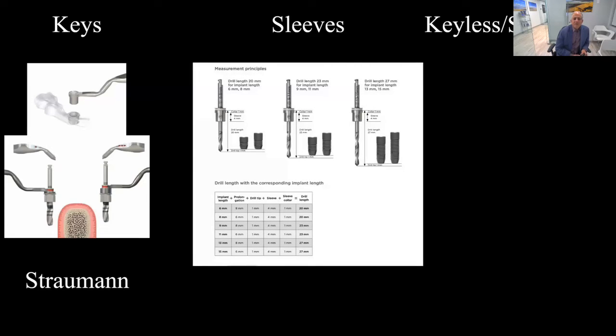In a sleeve system, the sleeve is going to be on the drill itself, and it's going to go through the guide. It's a little bit easier to work with a system that has sleeves. You're just not putting as many things in the patient's mouth. But as you can see, the drill lengths can get pretty long. So if you're placing an implant that's 13 millimeters, you're going to use a drill that's 27 millimeters long. And in the posterior, you have to really make sure that the patient is going to be able to open up wide enough to accommodate for that.